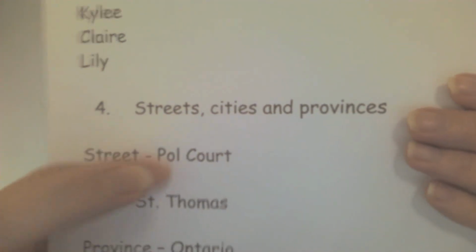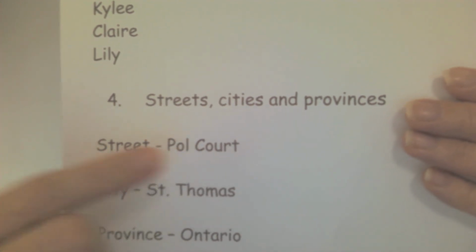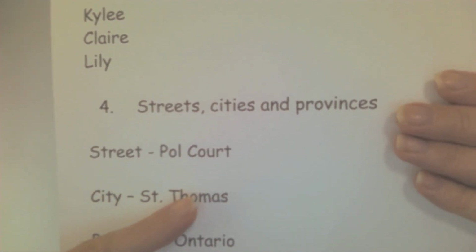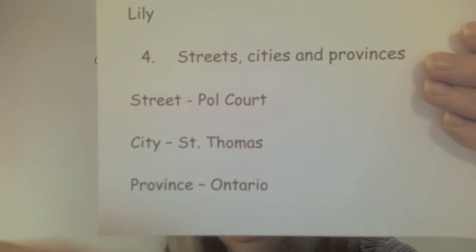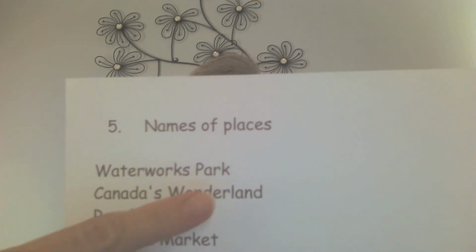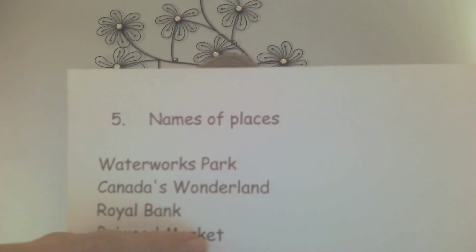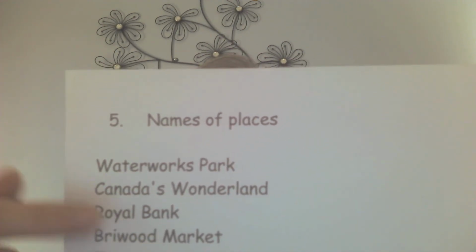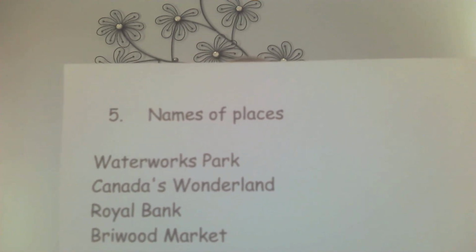Okay, so Pole Court. Remember, when there's 2 words in the name of the street, both get a capital. St. Thomas is an example of a city. Ontario is the province where we live. Okay, rule number 5. Names of places. Waterworks Park, Canada's Wonderland, Royal Bank, Brywood Market, Taco Bell. Okay, remember, when there's 2 words of the name of the place, both words get a capital.